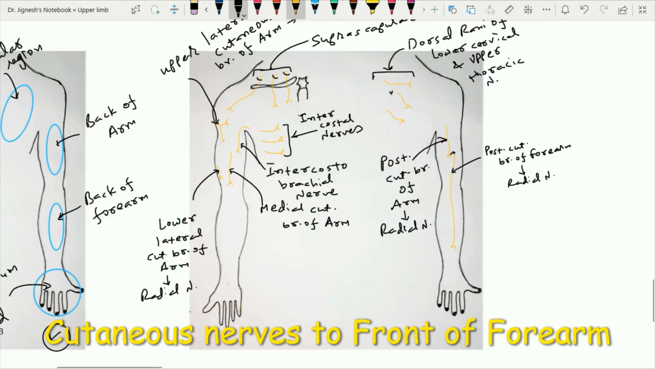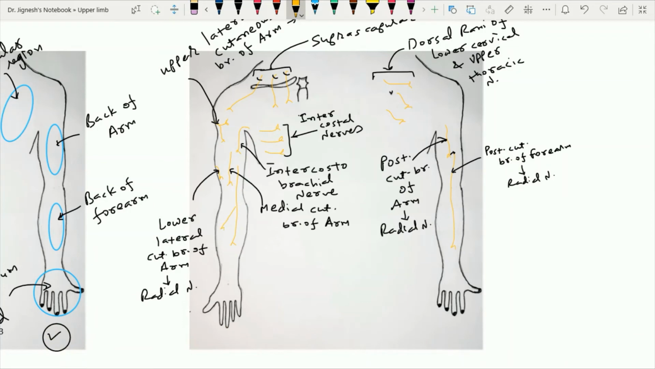Now the front of the forearm is going to be supplied by the medial cutaneous nerve of the forearm, which is actually the branch of the brachial plexus from the medial cord. Along with this medial cutaneous nerve of the forearm, the front of the forearm is going to be supplied by the lateral cutaneous nerve of the forearm, and this lateral cutaneous nerve of the forearm is the direct continuation of the musculocutaneous nerve.